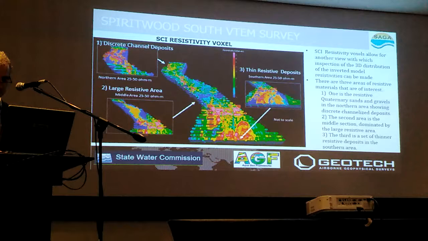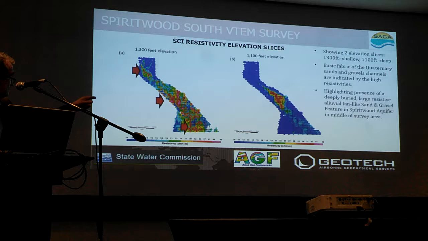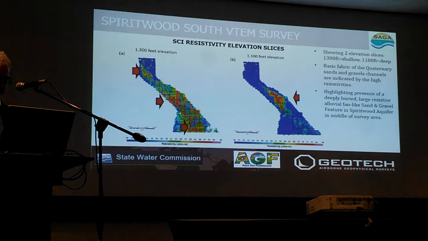These are the elevation depth slices. Basically, they're elevation. 1,300 feet is shallow, and 1,100 feet is deep. So you can see that fabric that's developed in the channels and shallow depths. And at mid depths, we got this big, deep, resistive alluvial fan. And at greater depth, it's thinning out as we move further south.